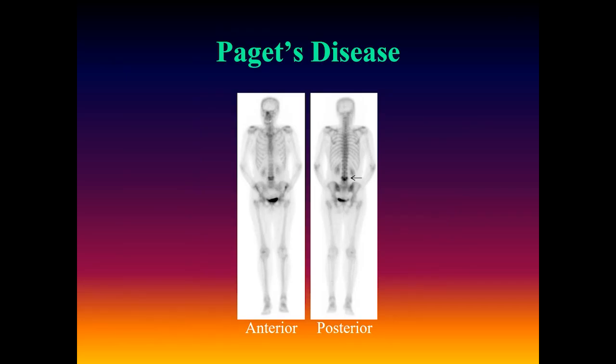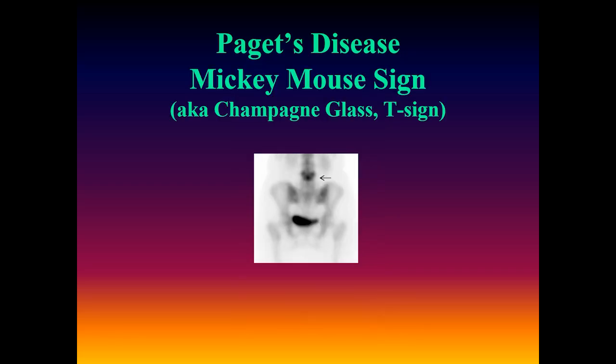This is a patient with Paget's disease in the lumbar spine. Notice the pattern of uptake in the lumbar spine. This is often described as the Mickey Mouse sign, or the champagne glass sign, or the T sign. Whenever you see this appearance in the spine, it is virtually pathognomonic of Paget's disease, regardless of what the underlying history might be.